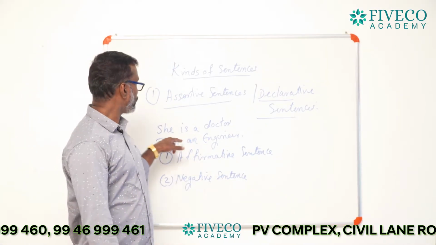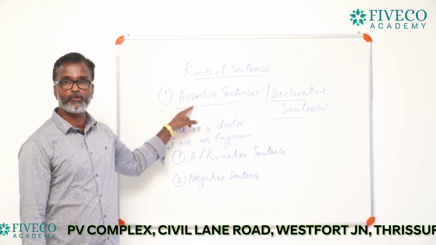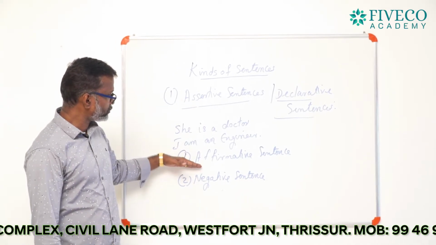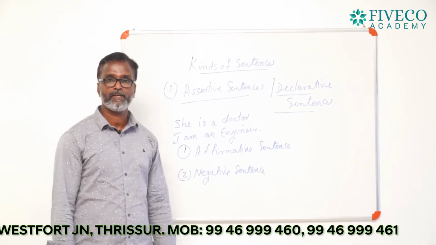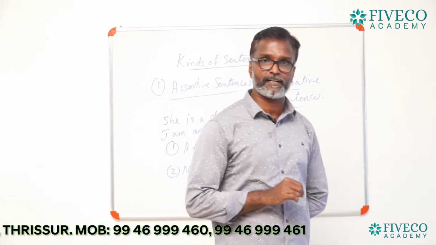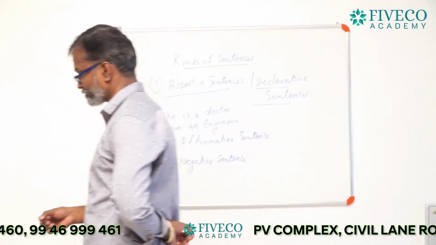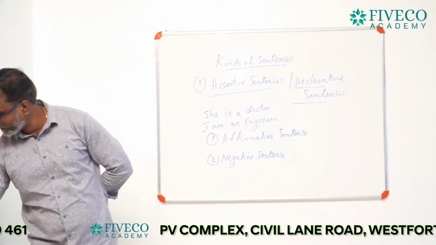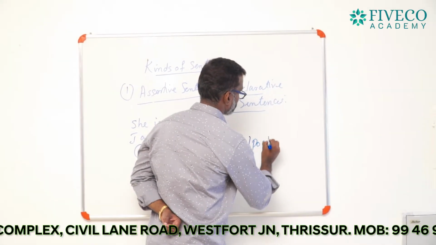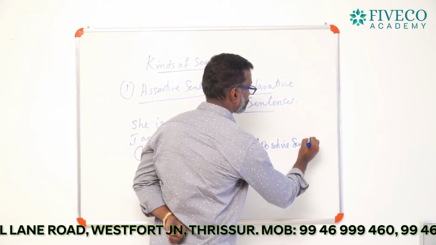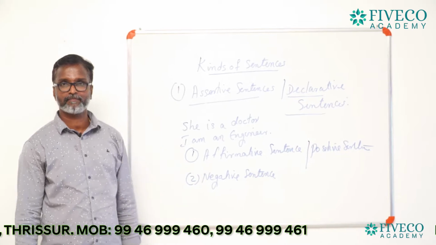My students, I told you about assertive sentences, which have two divisions. The first division is called affirmative, and the second division is called negative. And this is very simple to understand. This affirmative sentence has another name, that is positive sentence.